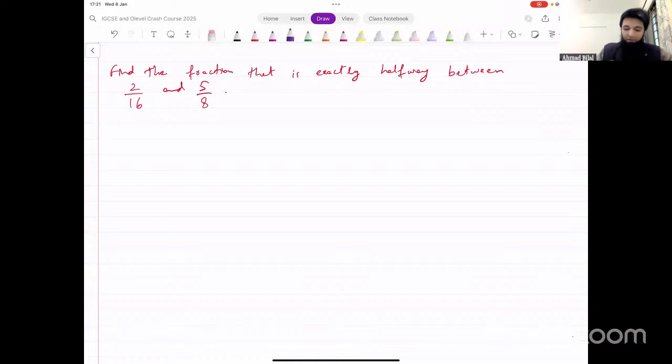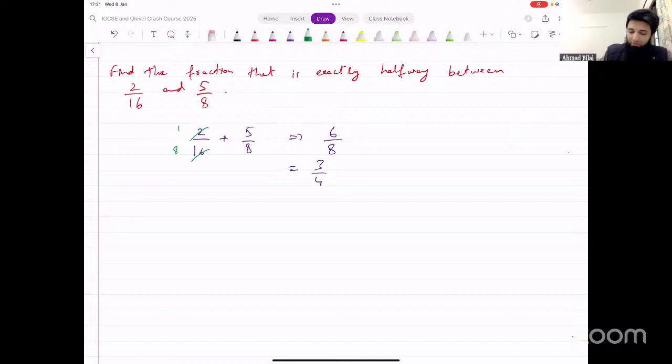Yeah, so how do we do this? You add these two numbers just like before and divide them by 2. So first of all, let's add these two numbers. 2 over 16 plus 5 over 8. Well, that's actually simple to do because 2 and 16 could get cancelled. And that gives you 1 over 8 plus 5 over 8, and that's 6 over 8, which cancels out to give 3 over 4. So this is what you get when we add the two numbers.